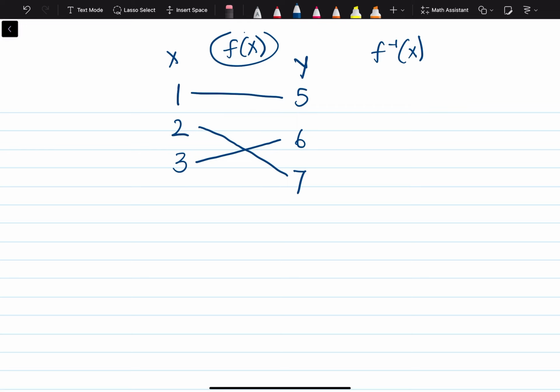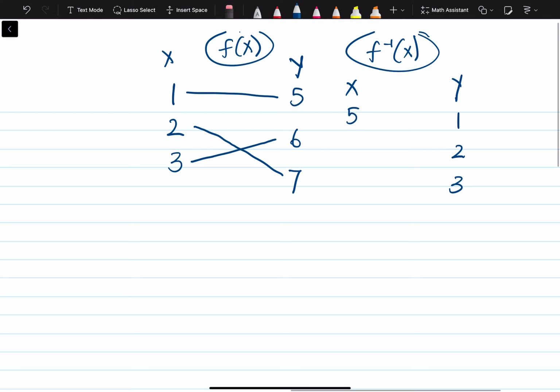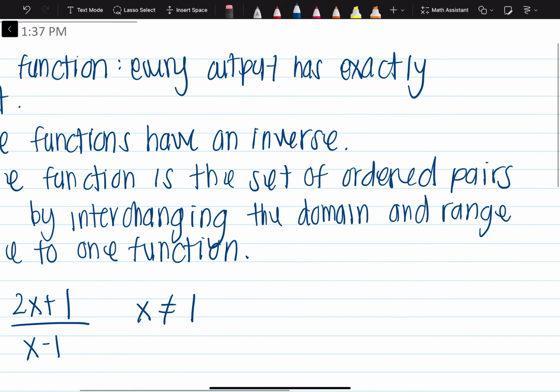The inverse, so if that's the regular function, is going to be defined where your x's and your y's flip. Your y's become your x's and your x's become your y's. So the 1, 2, and 3 under the x are going to go over here, and the 5, 6, and 7 under the y are going to go over here. And then you map them out. So the 5 will still go to the 1, the 6 will go to the 3, and the 7 will go to the 2. So that's its inverse. It's when you swap the x's and the y's. But again, you can only do this if it's a one-to-one function.